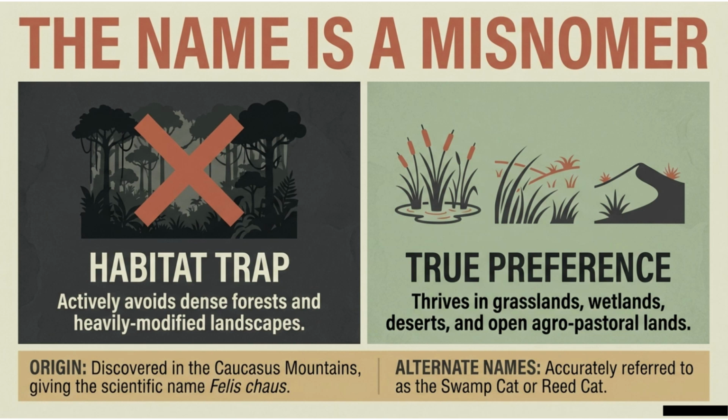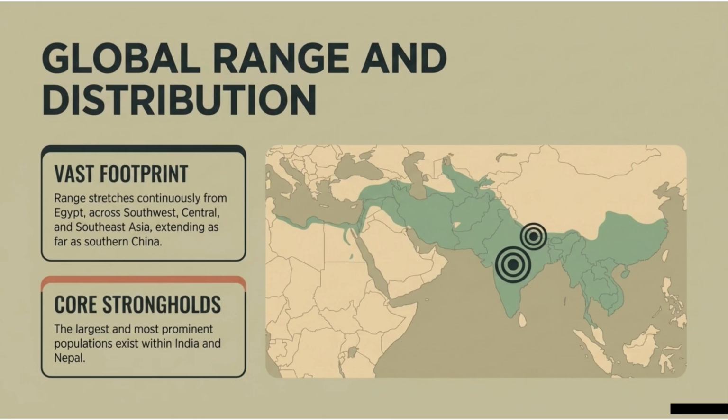It was first discovered in the Caucasus region, which is where its name originates from. It is also commonly referred to as the swamp cat or reed cat, so you should remember these alternate names for prelims. Now coming to its distribution, which is again very important from a map-based question perspective.